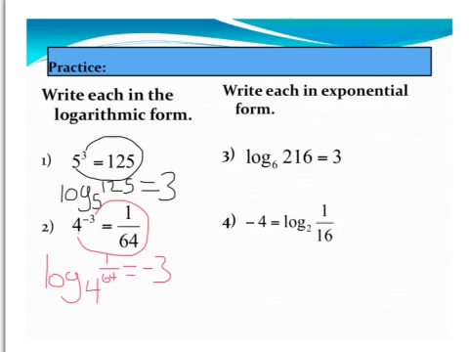Alright. Number 3 now. So we have log base 6 of 216 equals 3. And we can do this loopy method as well. So we start with the 6, go to the 3, and then end up at the 216. So, once again, this will be my first number. That's my base. So we have 6 raised to the third power, because that's my next one. That's my exponent.